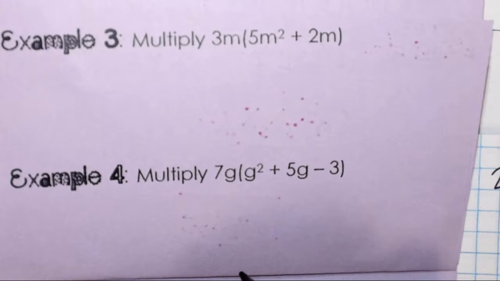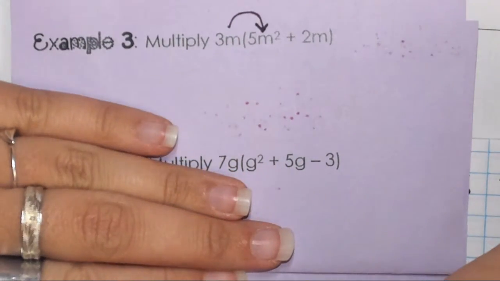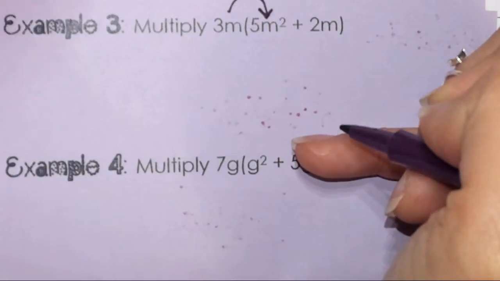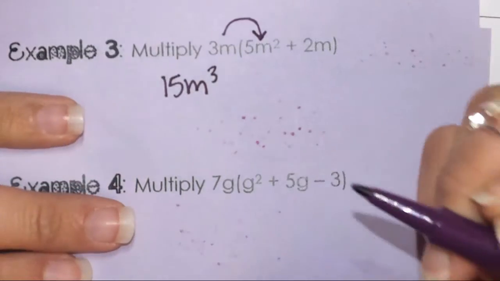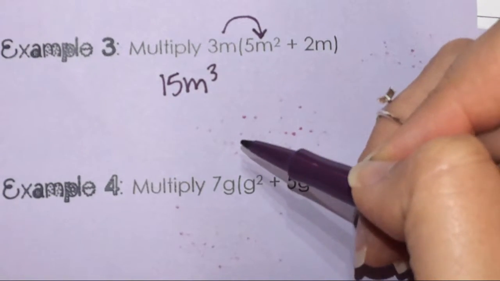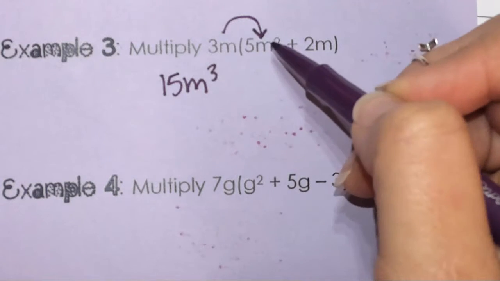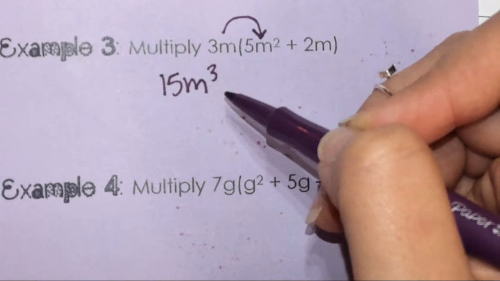Distribute. Good. Take a point. And you still do the same thing. You just distribute, which means that you're going to multiply 3m times 5m squared. 15m. What's 1 plus 2? 3. So 15m cubed. Remember, this m has an invisible 1 there. So 1 plus 2 is? Fantastic. Is everybody with me on what we just did?